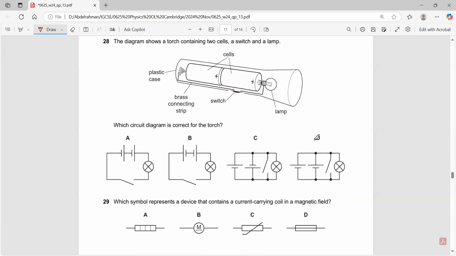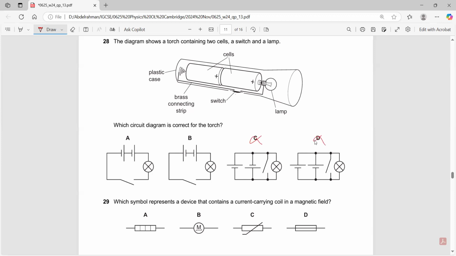Question 28. Which circuit diagram is correct for the torch? You have the battery, the switch, and the lamp. Two of the answers seem to be almost correct, A and B. C and D are wrong.